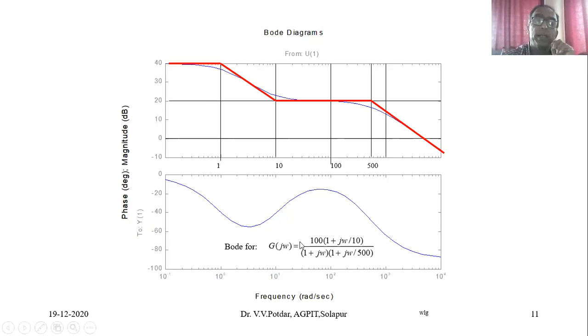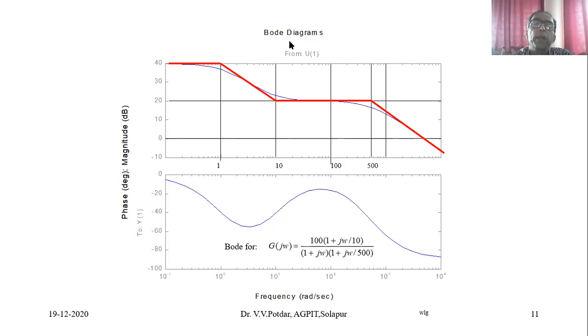Now, one more important thing. I talked to you about the stability of a control system, friends, isn't it? Stability is judged from the pole zero plot. If the roots lie on the left half of the S-plane, the system is stable. If the roots lie on the right half of the S-plane, the system is unstable. And if the roots lie on the imaginary axis, the system is marginally stable or conditionally stable.